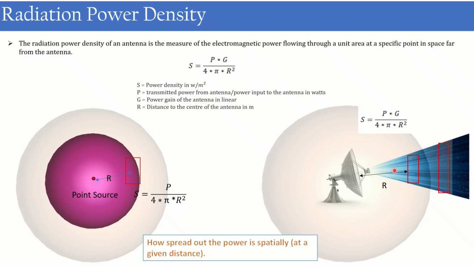This gives information about what the power will be at some particular distance from the antenna, and this information will give us an idea about the coverage of the antenna, because we can see that at this point the power density will be less and the coverage is getting reduced as the distance is getting increased. So this radiation power density gives an indication about the coverage.